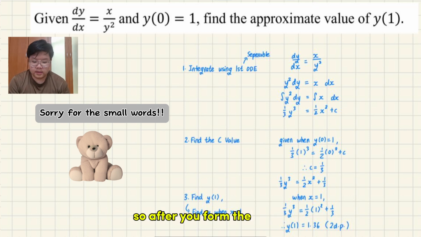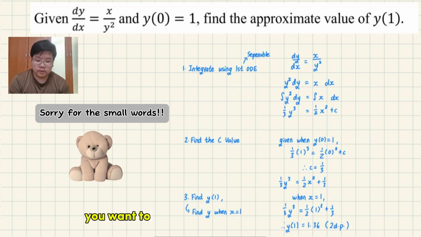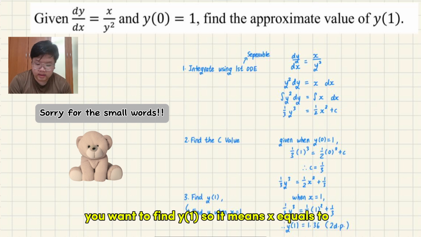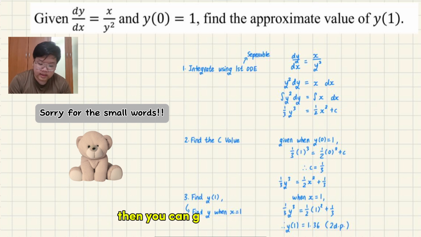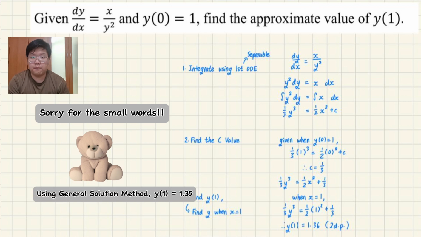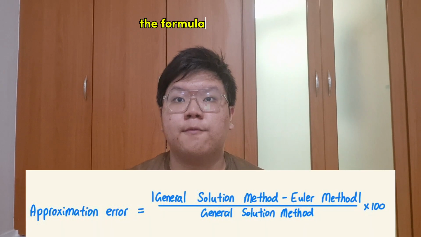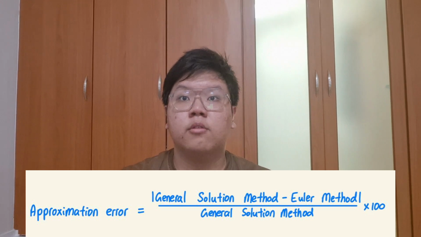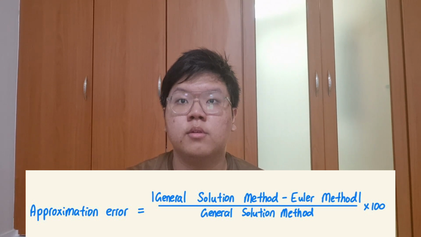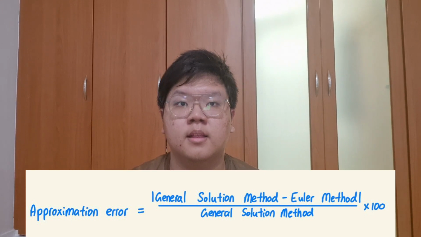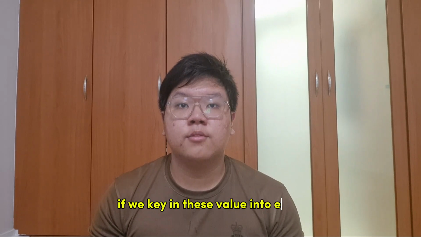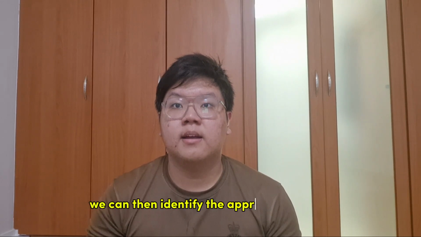After you form the equation, you want to find y1, so it means x equals 1. And then you can get the value over here. To solve for the approximation error, the formula is as follows. Approximation error equals general solution method minus Euler's method, over the general solution method. If we key this into Excel, we can then identify the approximation error for each value of y.